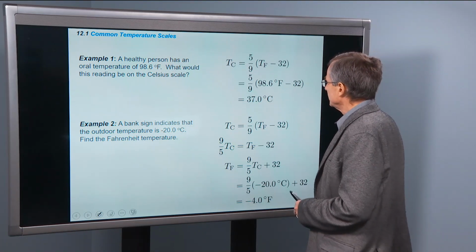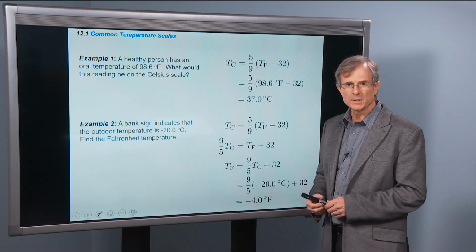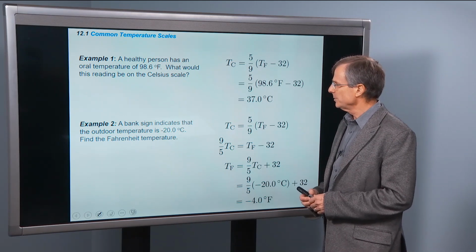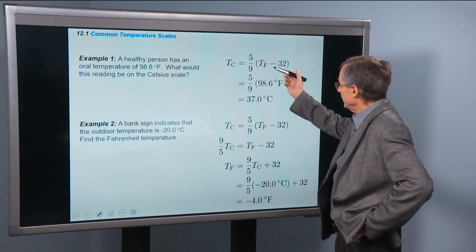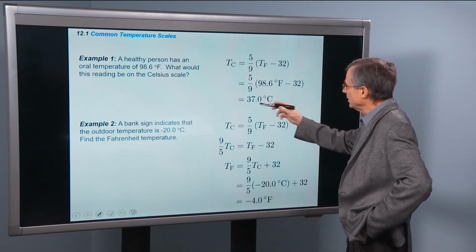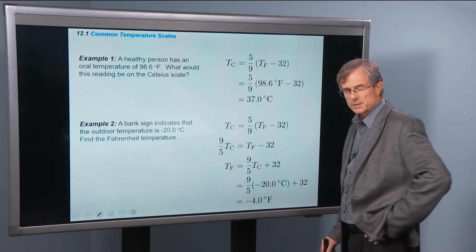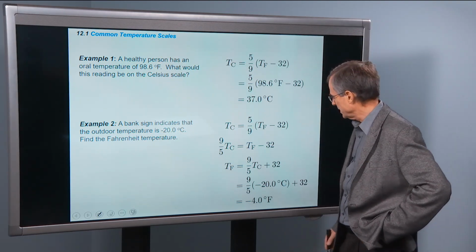Just a couple of quick examples. A healthy person has an oral temperature of 98.6. What would this reading be on the Celsius scale? Plug it into the equation. T Fahrenheit is 98.6, minus 32, gives 37 degrees Celsius. This is a normal body temperature in Celsius.